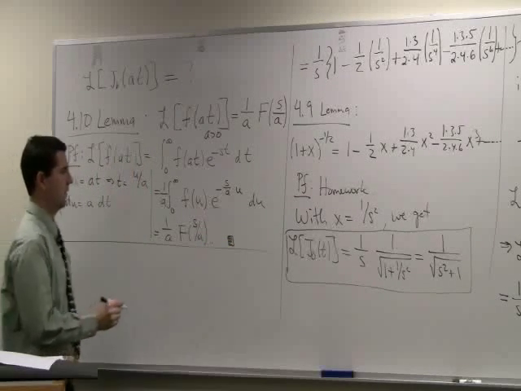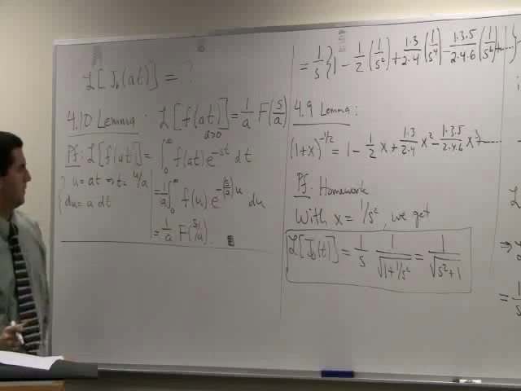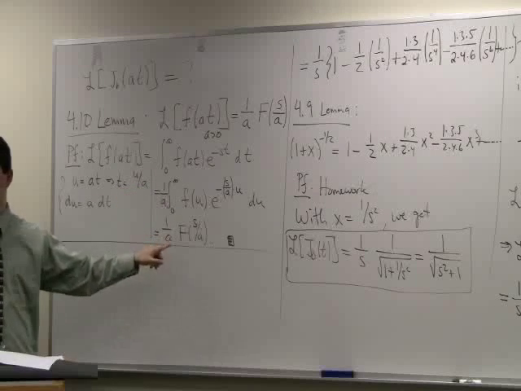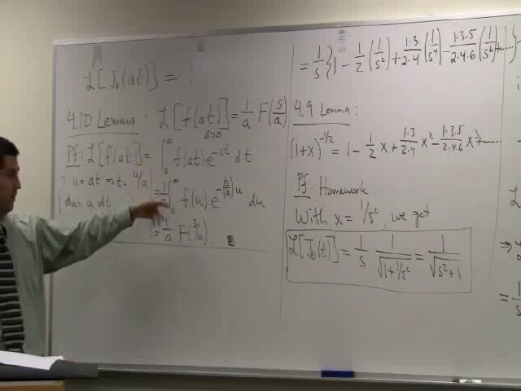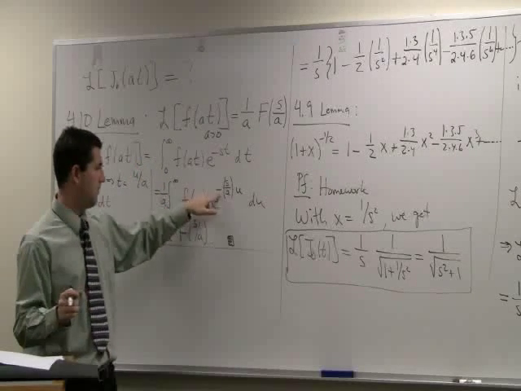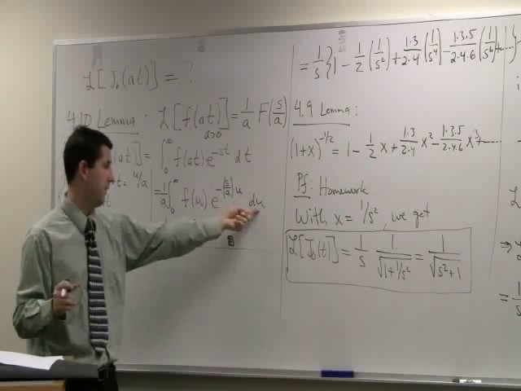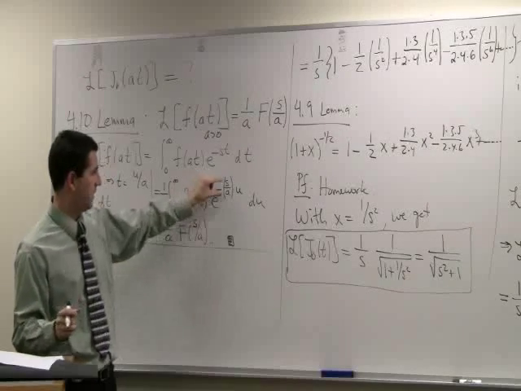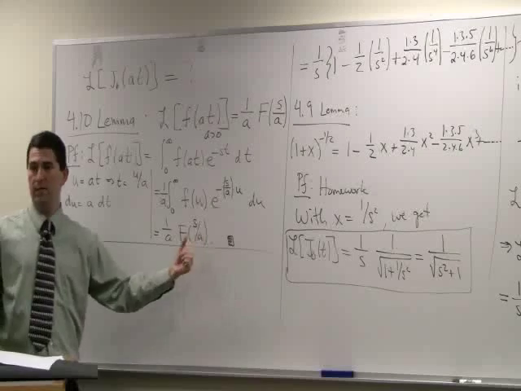Okay, why is that? Let me add some parentheses here. I'll draw it out. First, 1 over a turns into 1 over a. Next, you're integrating from 0 to infinity a function with respect to u. And then you have e to the minus, instead of an s, s over a times u. This is exactly the definition of the Laplace transform, only with respect to the variable s over a instead of s. So, there you go, f of s over a.